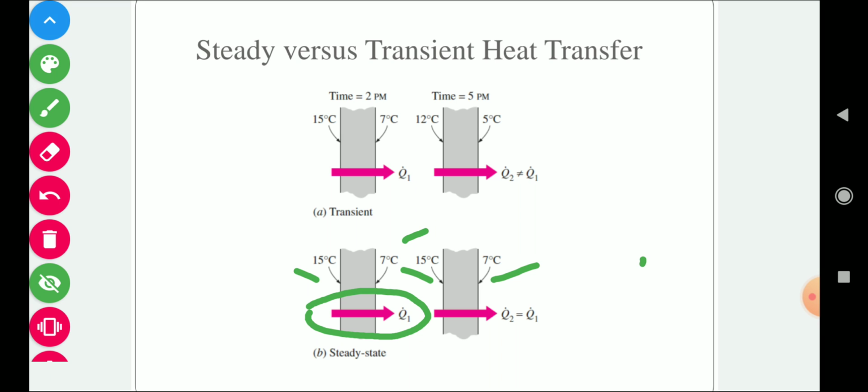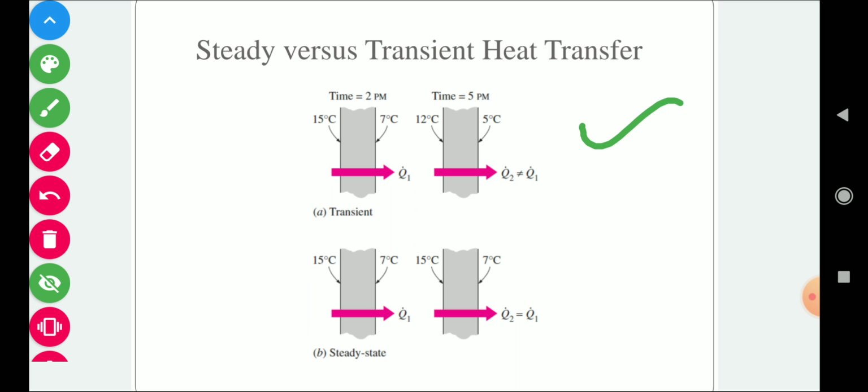On the other hand, in a transient or unsteady state condition, the temperature is not maintained constant at a particular location or point. As you can see in this example, at 2 p.m. the temperatures on the inside and outside of the wall are 15 and 77 degrees centigrade respectively. But at 5 p.m. the temperatures change to 12 and 5 degrees centigrade. So the temperature is changing with respect to time, and therefore this is an unsteady state condition.